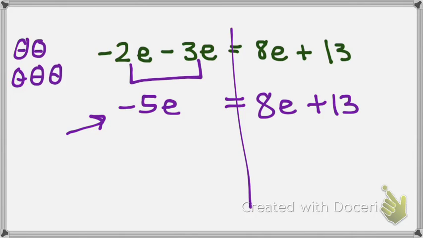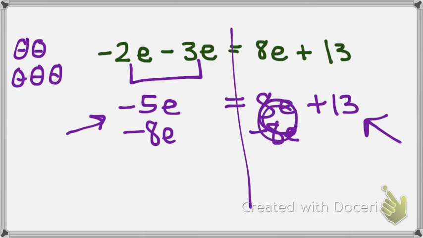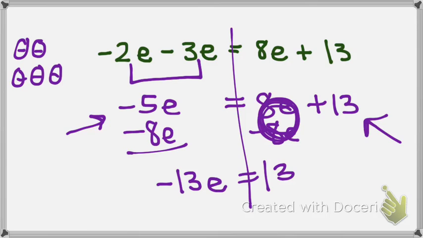But over here, on the right side, if we save our 13, let's move all our bombs to the left. That way the 13 will be all alone, and that's good. We want to save it. So we're going to minus 8e both sides to get 0 left on the right. So 13 is happy, and we've got negative 5e, take 8e away, so we got negative 13e.